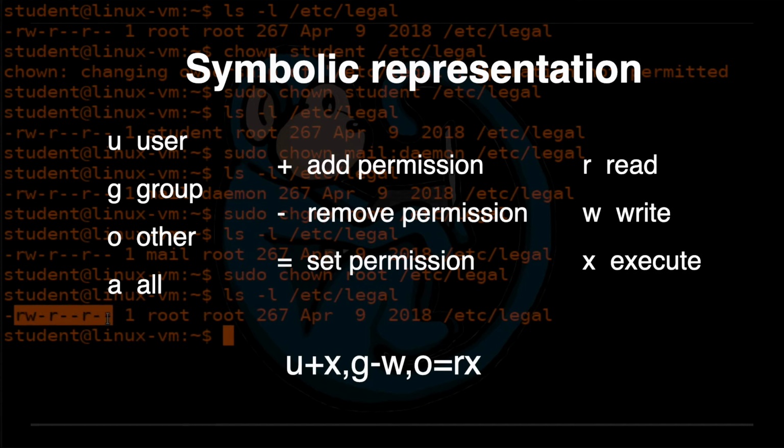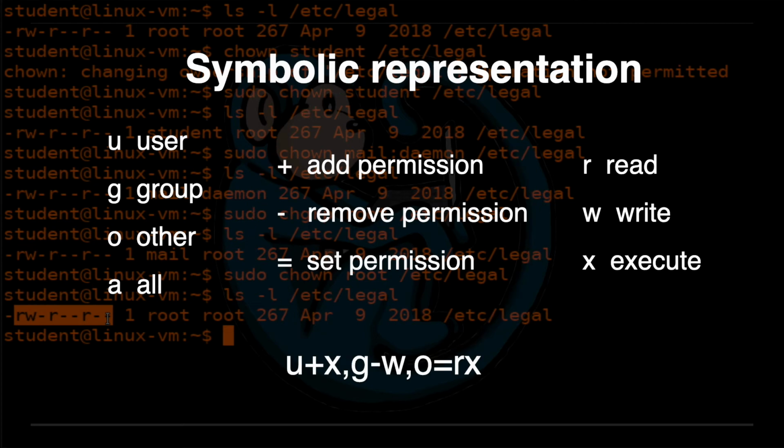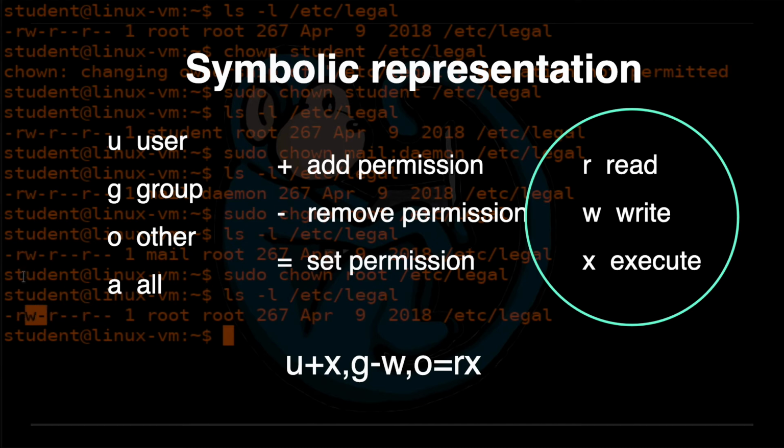And then what you're going to do is you're going to pick the operation that you want to do. Do you want to add permissions? Do you want to subtract permissions? Or do you want to set permissions to a certain thing? And lastly, you're going to give it a series of letters just like these, r, w, and x, to represent the bits that you want to set.